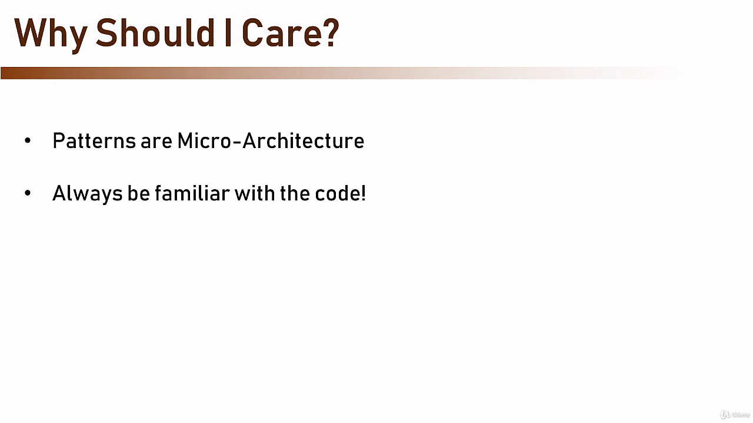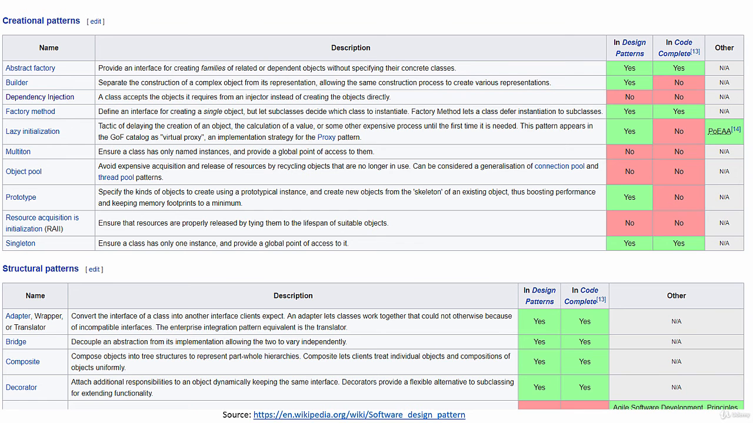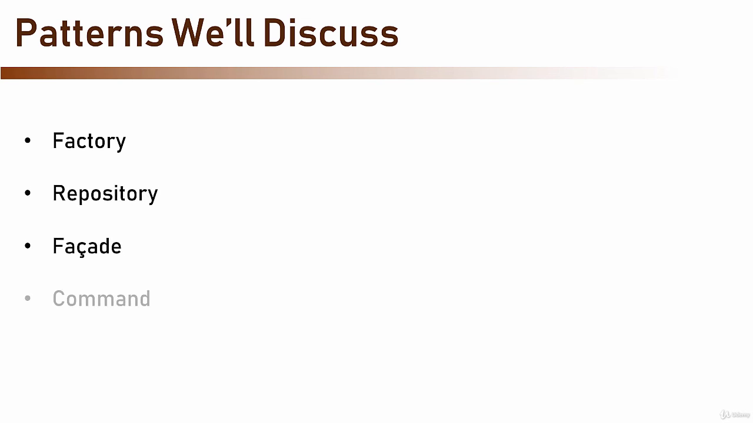Now, as you might guess, there are a lot of design patterns. As you can see in this Wikipedia screenshot, there are dozens of them. We will focus on 4 of them, which I believe are very important and very common. You will almost certainly find opportunities to implement those patterns in your application, and of course I encourage you to learn and implement the rest too. The patterns we will discuss are factory, repository, facade, and command. So let's go and begin with the factory pattern.